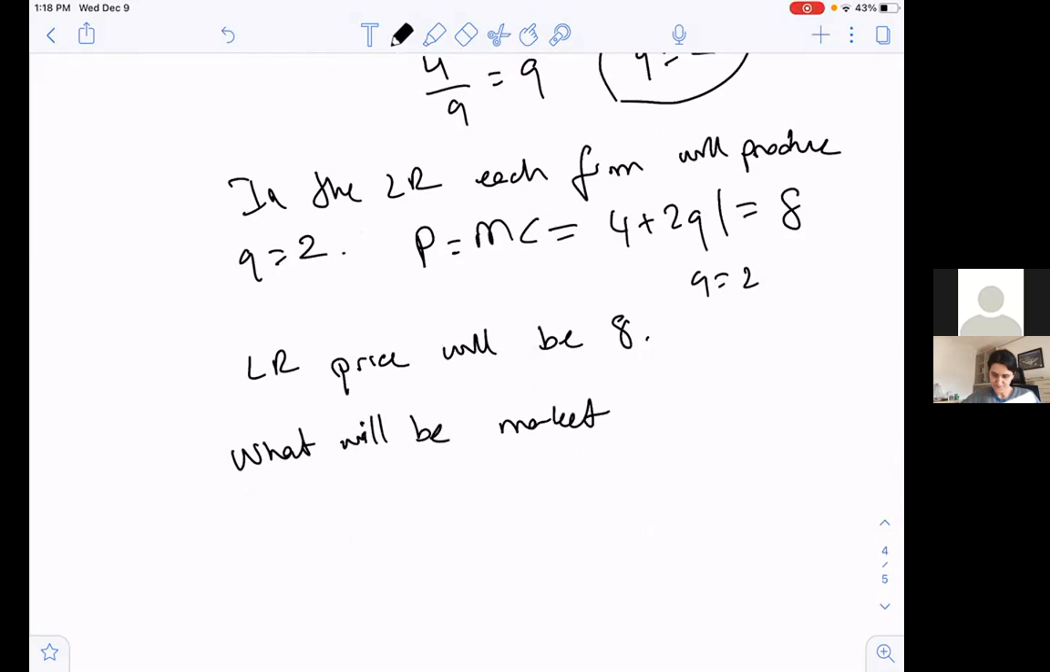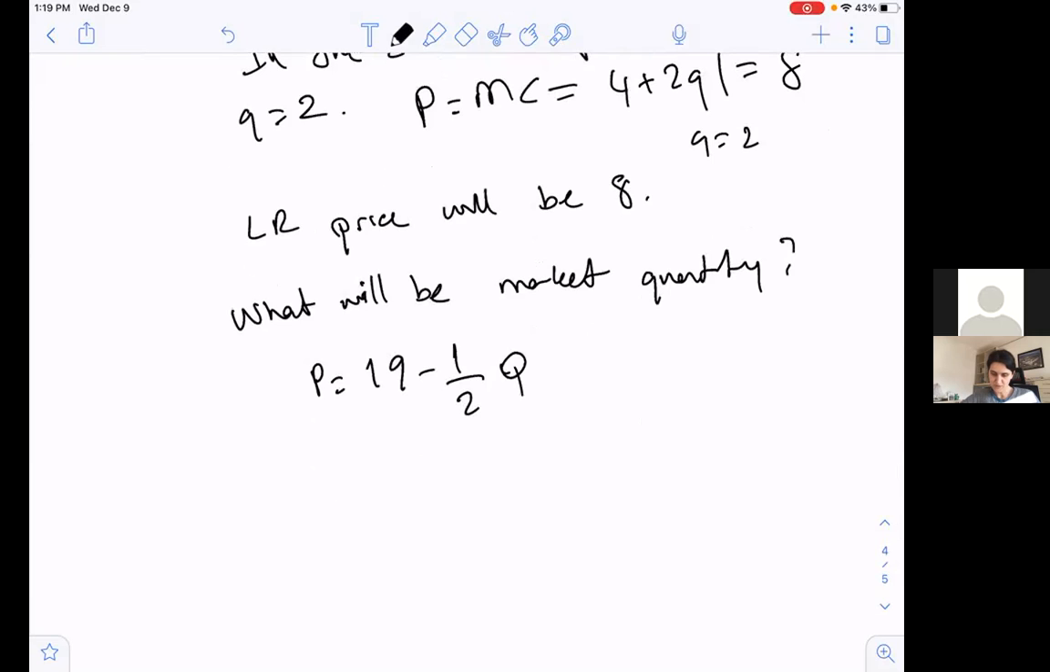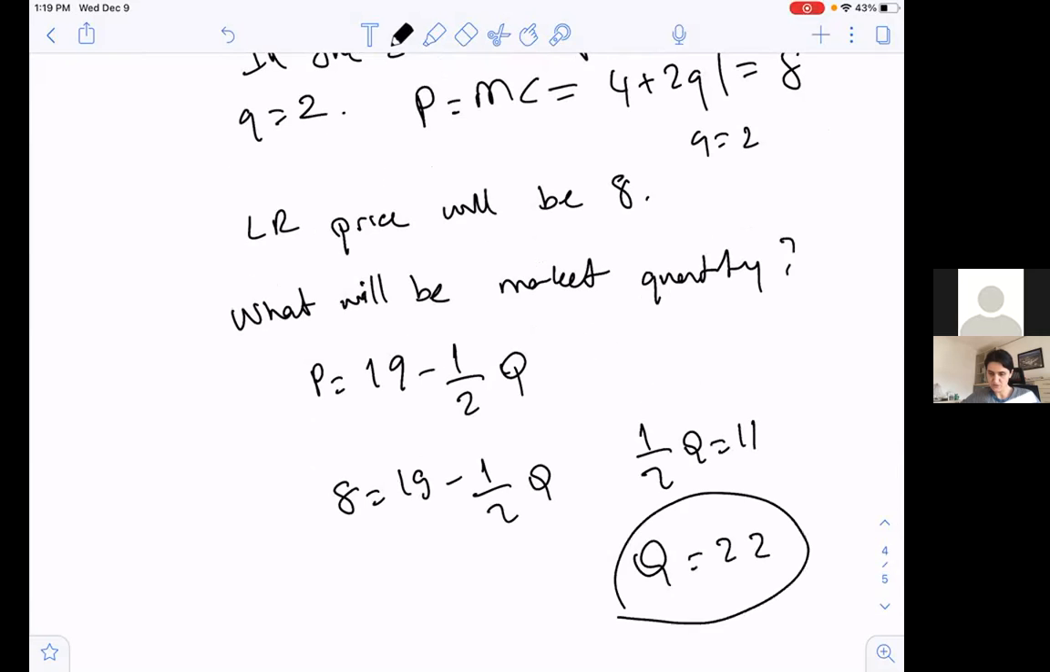Here you cannot multiply this value by 6 because in the long run the number of firms can change. So supply will change but demand will stay the same. P equals 19 minus 1/2 Q. So 8 equals 19 minus 1/2 Q. 1/2 Q equals 11, Q equals 22.